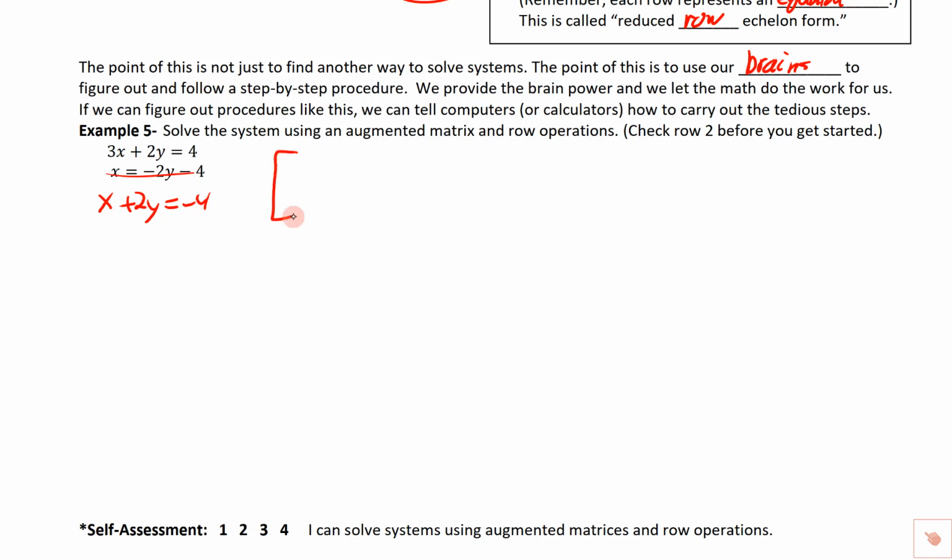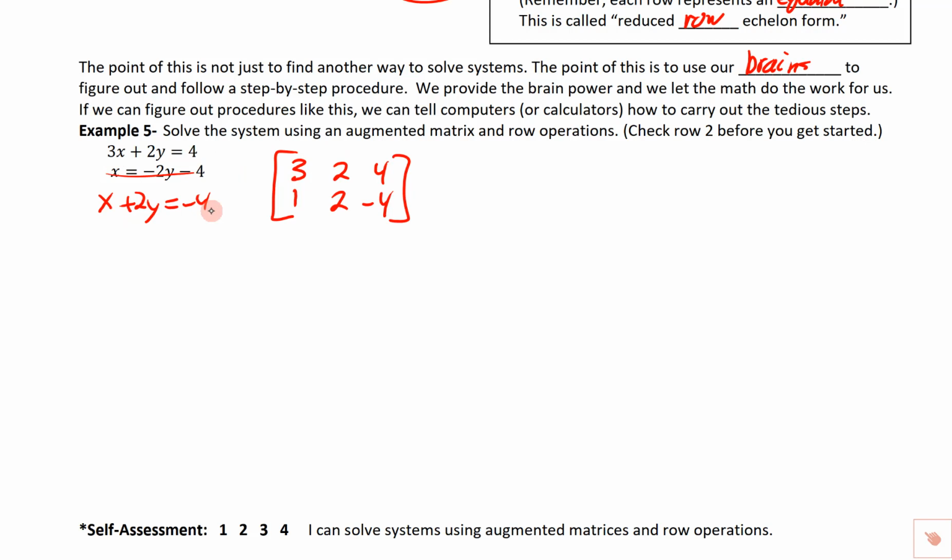Now we're going to write down the augmented matrix. So we're going to write down 3, 2, 4, oh sorry, not x, coefficient there, a 1, a 2, and a negative 4. Now let's double check. We've got a 3, 2, and a 4. We've got a 1, 2, and a negative 4. So we're all set to go there.